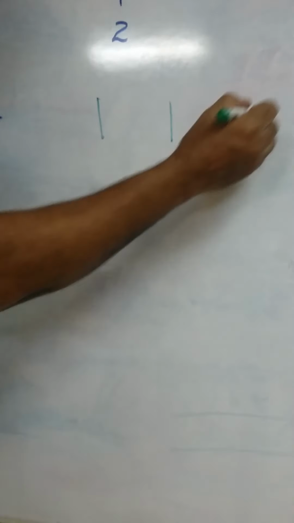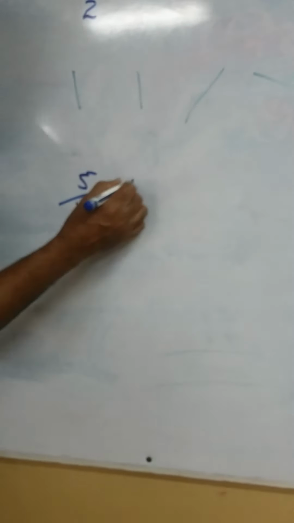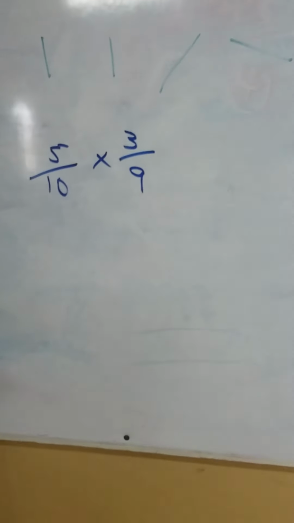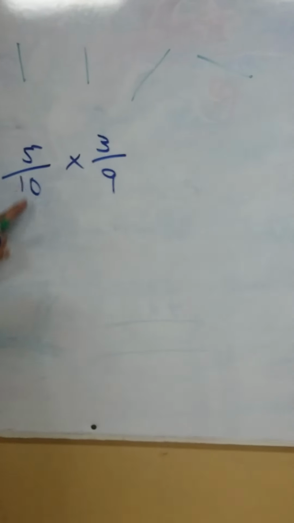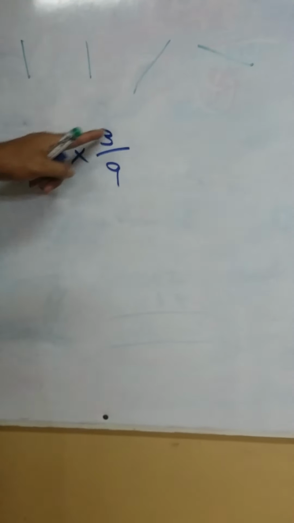Alright? But sometimes we have to reduce the fraction to its lowest term, and we are reducing 4 ways. This way, this way, this way, and this way. 4 ways. Look at what I'm talking about. If we have 5 over 10 multiplied by 3 over 9. Look at that. Firstly, we try to reduce this way. Then we reduce this way. Then we reduce that way. And then we reduce this way.